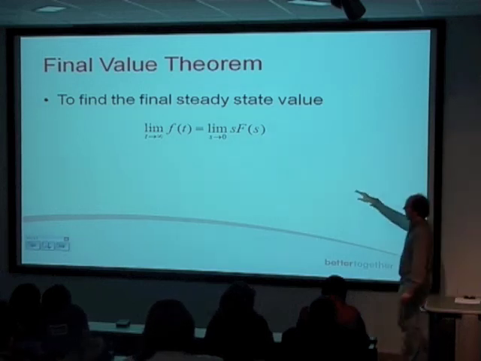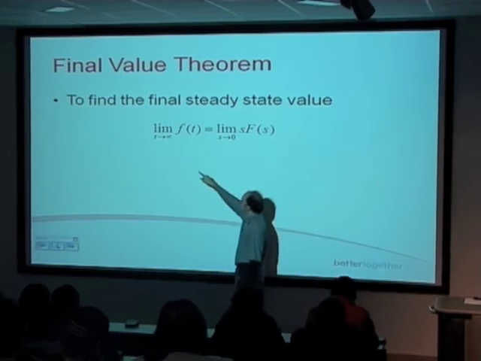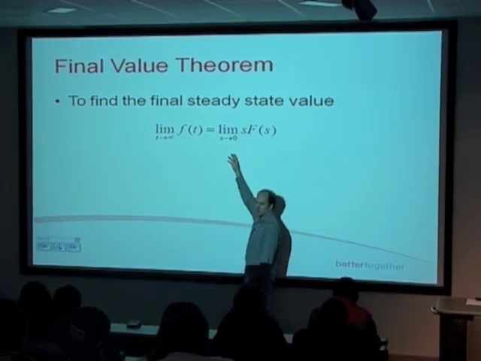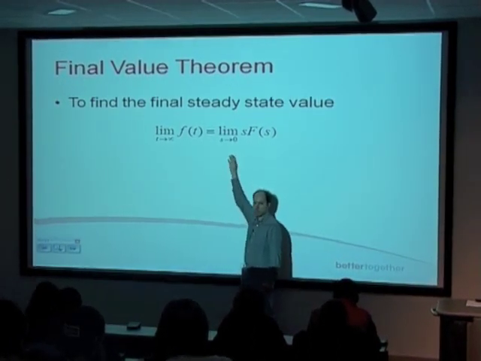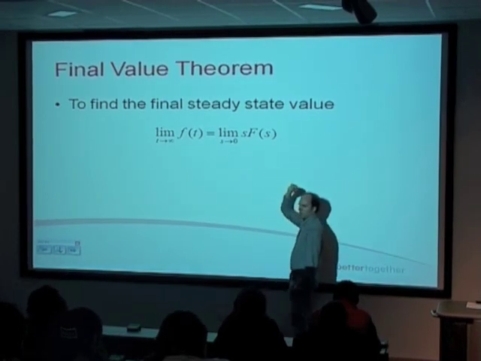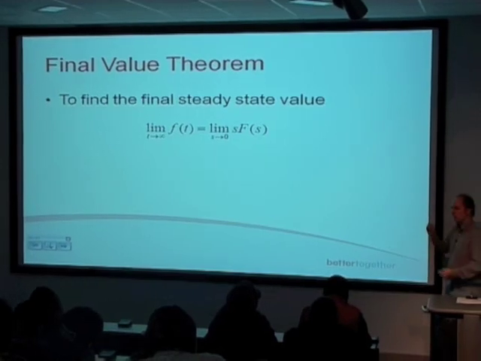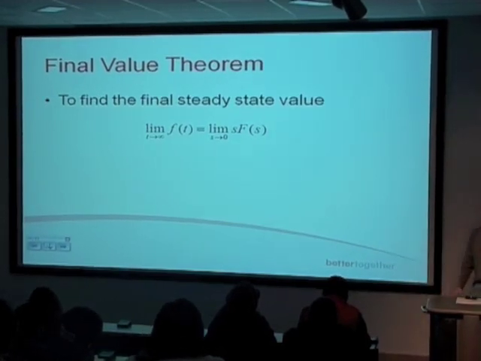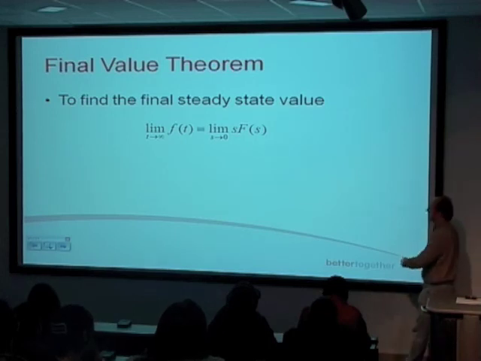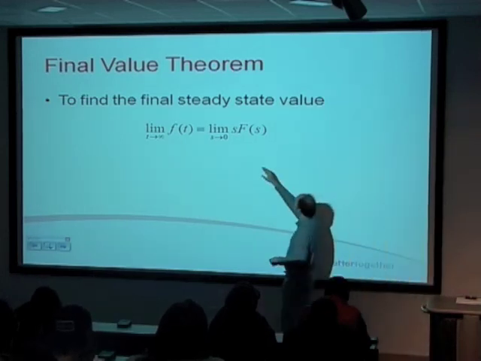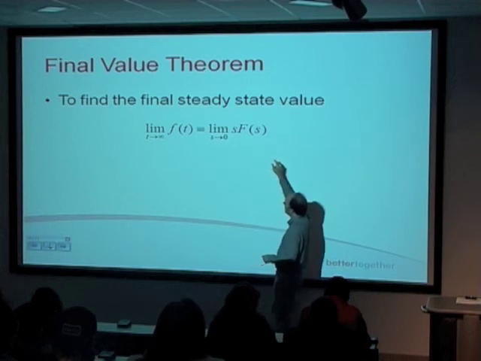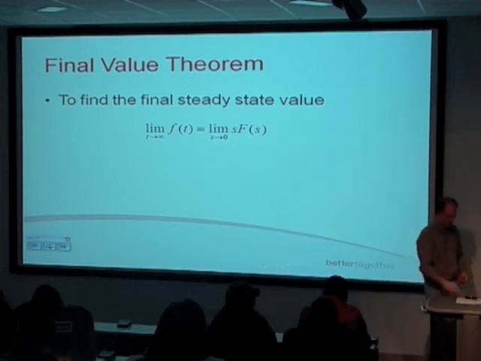Which makes sense, as time goes to infinity, all your d by dt terms, the s terms, are going to go to 0, because d by dt denotes something that's changing with respect to time. Well, if time has gone to infinity, then nothing's going to be changing with respect to time. So all your s terms drop to 0. And then it's s times your function in terms of s, okay? This is the final value theorem.